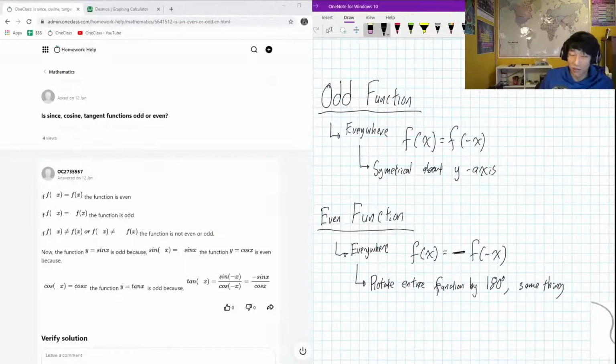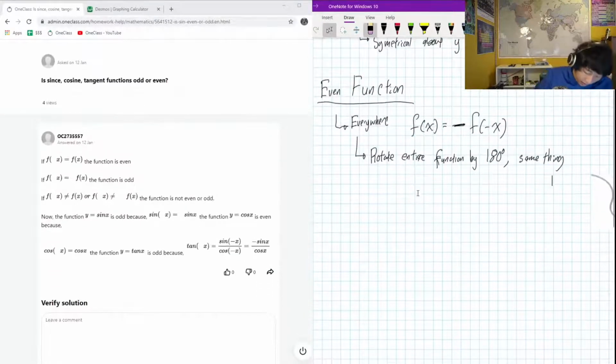And not every function can be classified as either odd or even. Some functions are neither. For example, an exponential function is neither odd nor even because it's different on both sides. But let's start with sine.